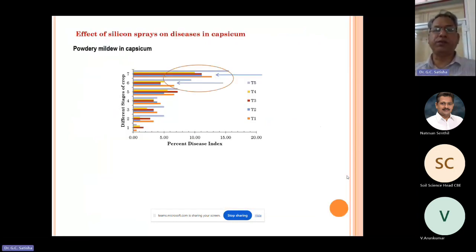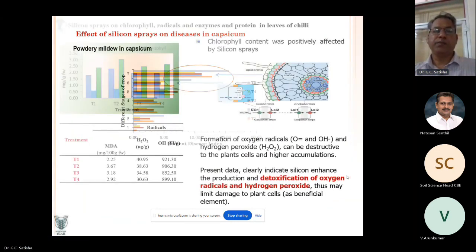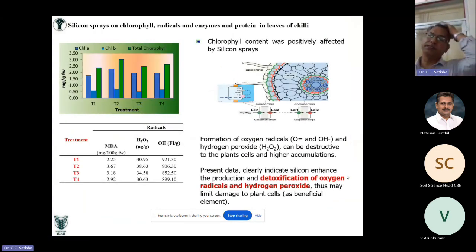Even in capsicum we have shown it is comparatively less. Even silica, probably, and further we worked on how this affects that. But we know the membrane alteration and membrane resistance is where weight is stable. But due to accumulation of silica, hence the production and detoxification of oxygen radicals and hydrogen peroxide. This is where we have studied.